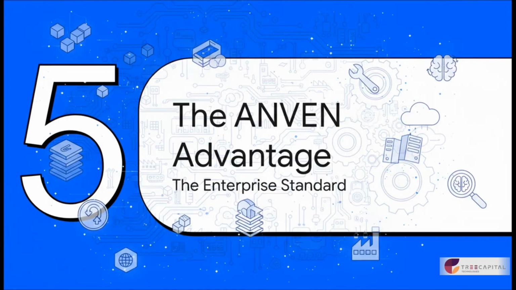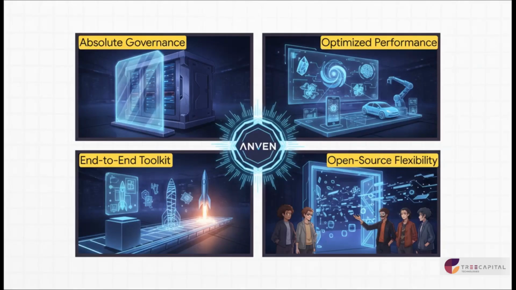So after looking at the models, the tools, and all that deployment flexibility, let's bring it all home. Let's summarize the core value, the real reason why ANVEN is setting a new standard for the enterprise. The ANVEN advantage really comes down to 4 key things. First, absolute governance. Your data, your models, your rules.